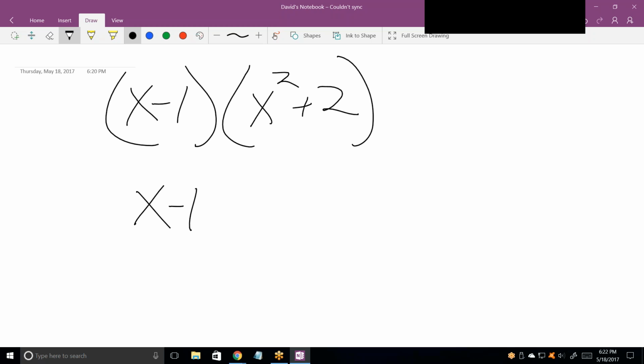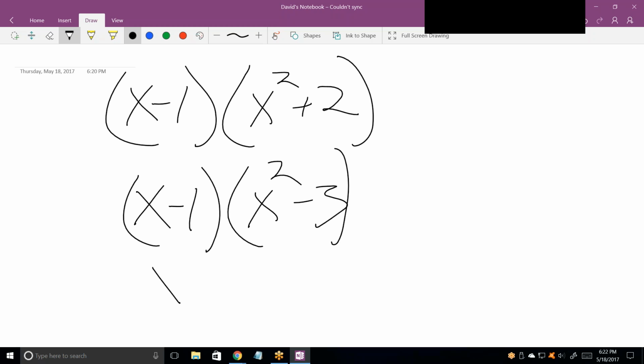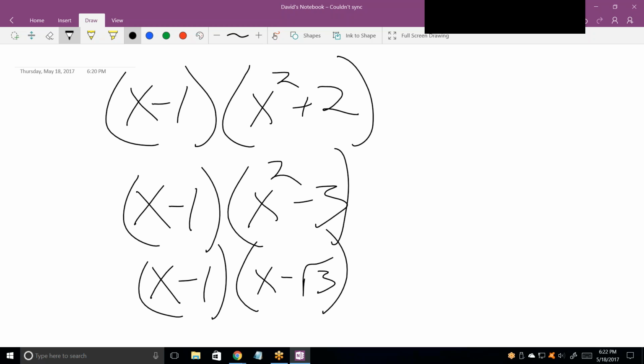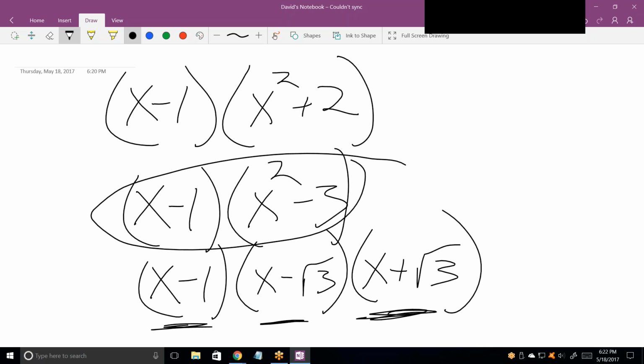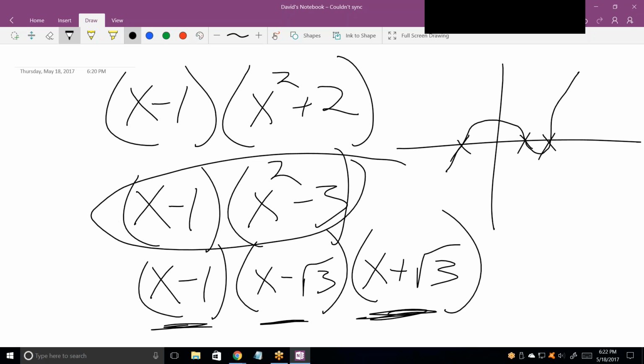Whereas if I came up with an answer like this, I would change it and take it all the way down. It would be x minus square root of 3 times x plus square root of 3. In other words, these are each linear factors, and they're real factors. This problem is going to cross the x-axis in 3 places. It's going to cross at 1, at 1.7, and at negative 1.7. So it's going to do something like that.